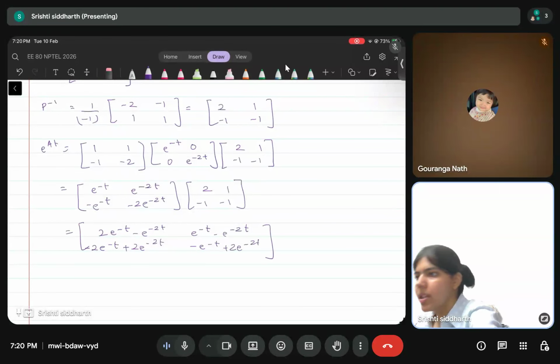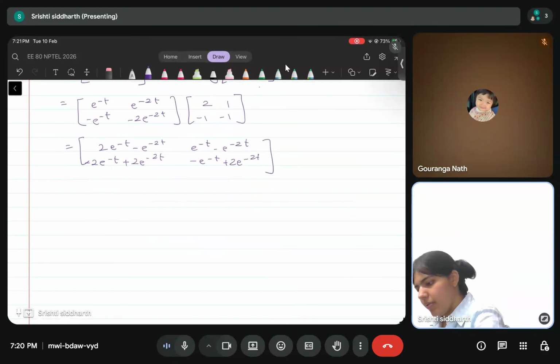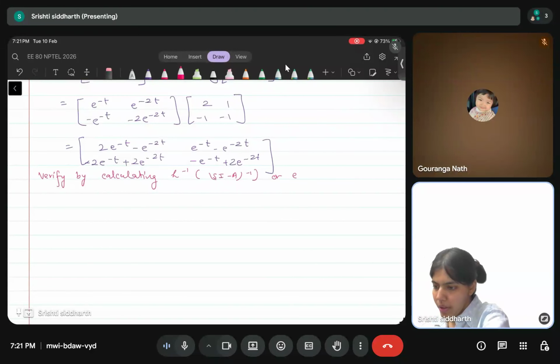So this is the state transition matrix. And then you can verify this by computing either the Laplace inverse of (sI minus A) inverse, or by computing the matrix exponential of A times t.